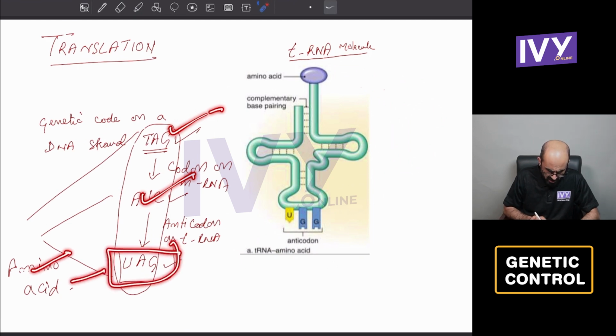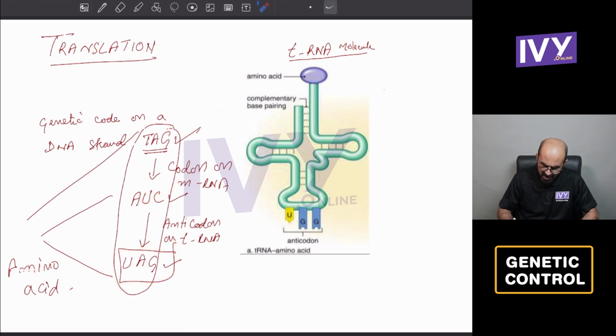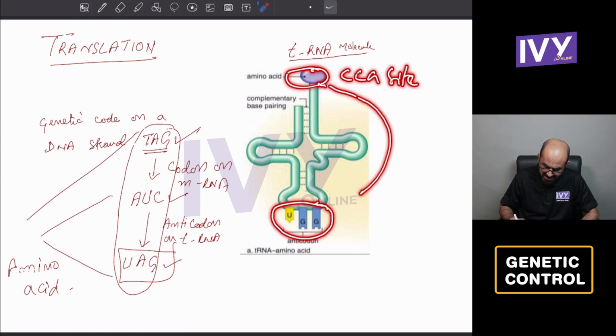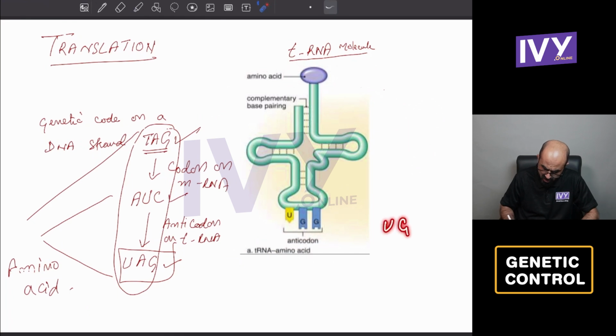However, this code is quite closer to the amino acid, because the amino acid binds to the CCA site of the tRNA, and on the other side we have the anticodon. So this tRNA interprets the amino acid. So if we have UGG here, there must be a specific amino acid bound to the tRNA molecule. Keep in mind, this is not attached earlier. The tRNA molecule is not like in this way. It is like in this way. This site remains empty.